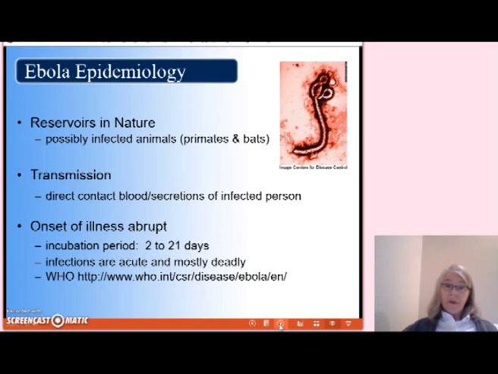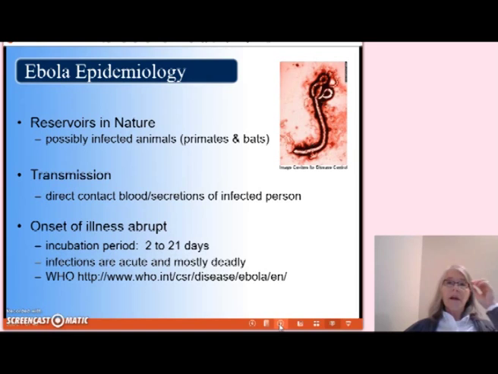The reservoirs are infected animals, so bats and primates, with direct contact with their blood. So we're talking about hunters and eating meat that is not properly cooked. So the secretions and blood from the animals that they're hunting get on the people and they get infections. Incubation period is up to 3 weeks, so that's why when they quarantine people, they make sure that they are isolated from others for 21 days, and it's very deadly. So we're looking at about 50% of the people succumbing to this infection.